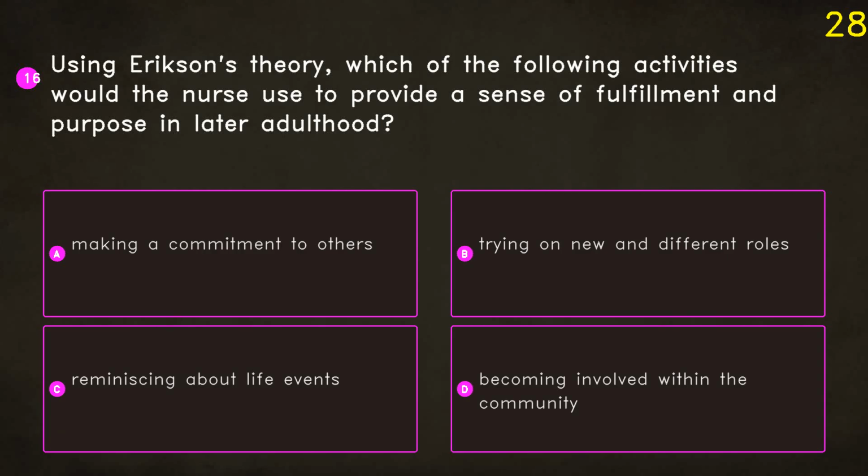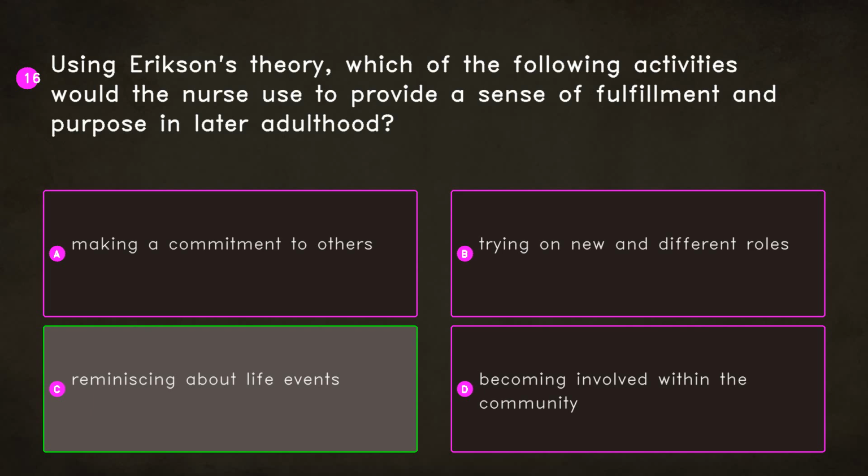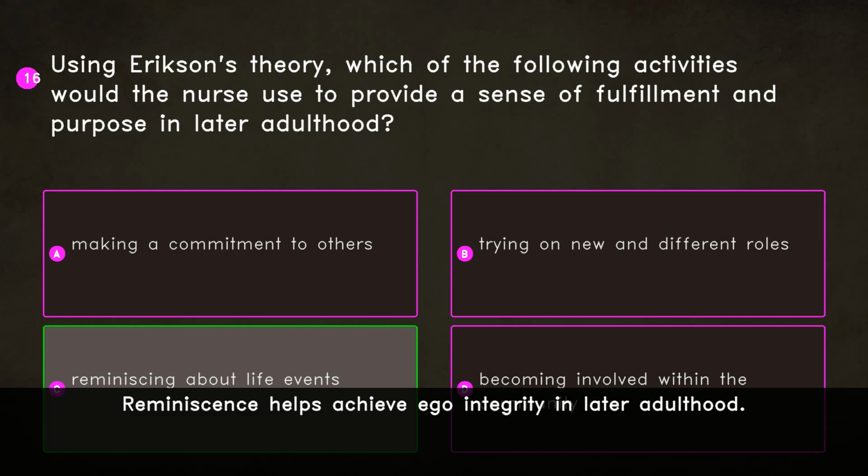Question 16. Using Erikson's theory, which of the following activities would the nurse use to provide a sense of fulfillment and purpose in later adulthood? A. Making a commitment to others. B. Trying on new and different roles. C. Reminiscing about life events. D. Becoming involved within the community. The correct answer is reminiscing about life events. Reminiscence helps achieve ego integrity in later adulthood.